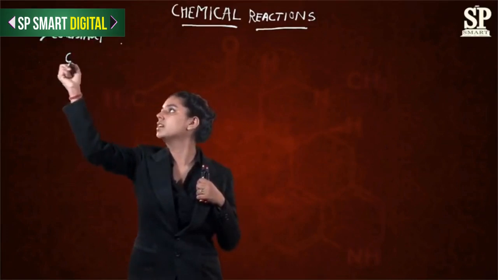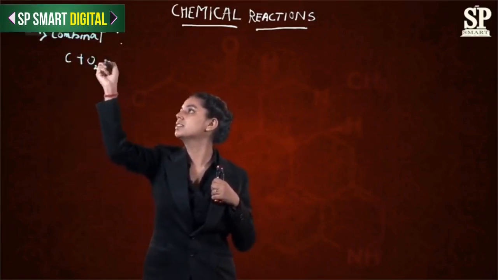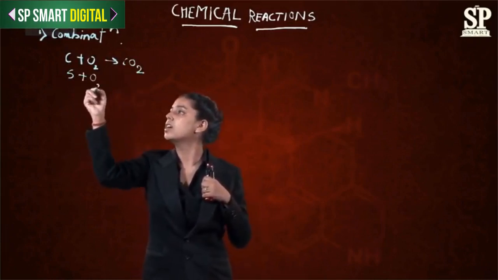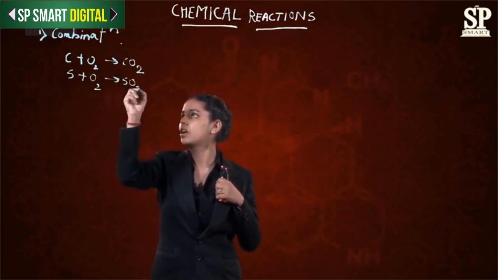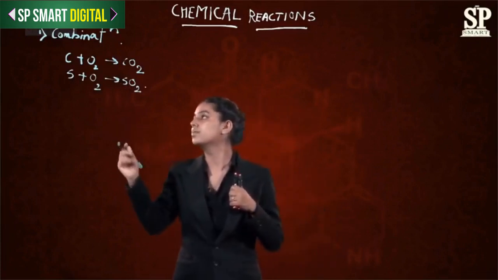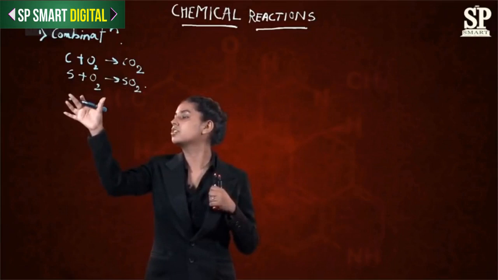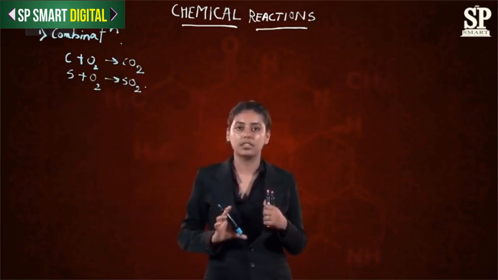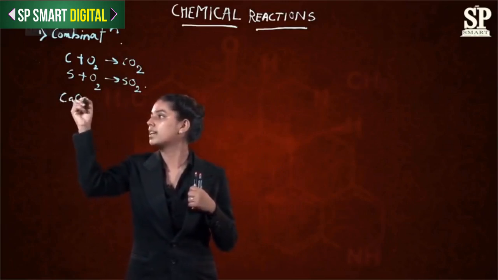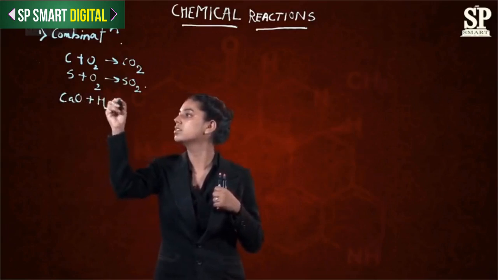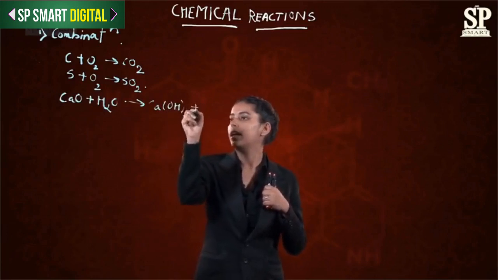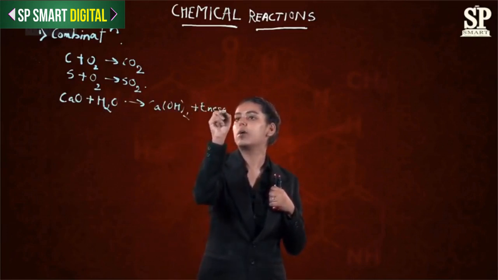The example being when carbon reacts with oxygen, we get carbon dioxide. Similarly, when sulfur reacts with oxygen, we get sulfur dioxide. Combination reactions are generally exothermic in nature. That is, energy is released when two or more substances combine together. An example in this case can be when calcium oxide is treated with water, we get energy as a byproduct.